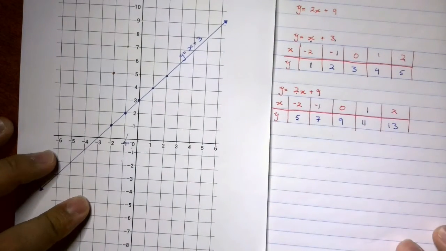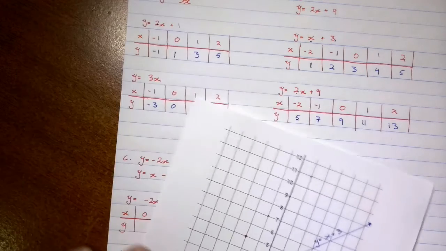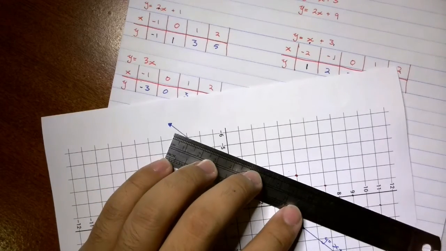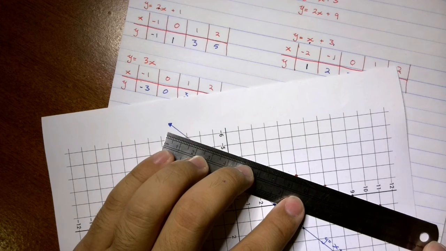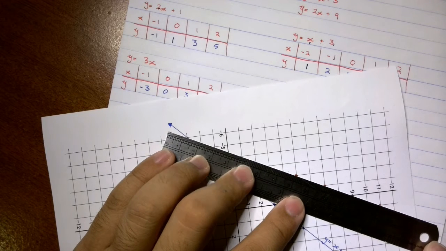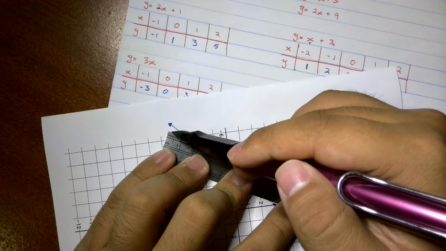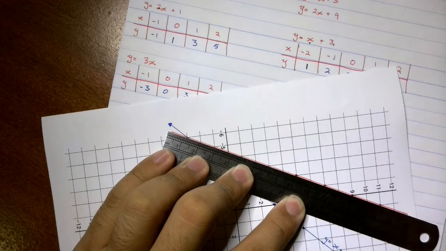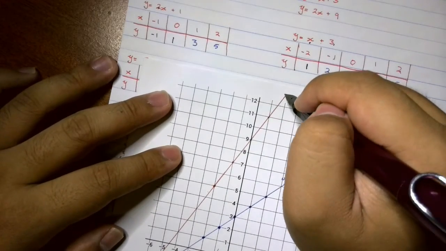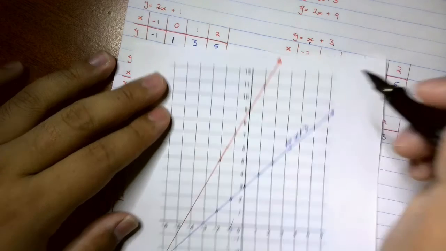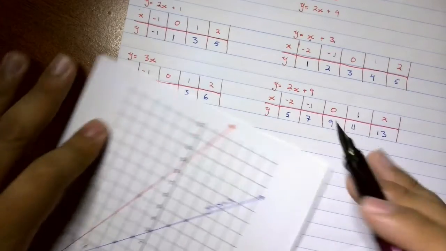However, if we extend our points, we should be able to see where they actually will meet. Let's take a look here. Let's try and extend these points all the way back here. There we go. That's our second line. So let's write the equation. It's y equals 2x plus 9.